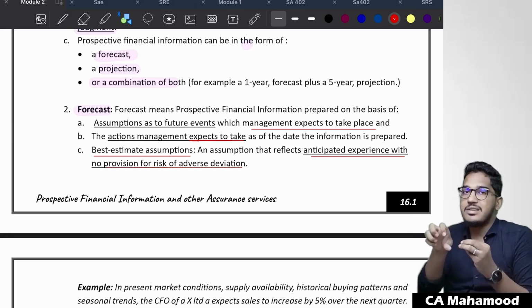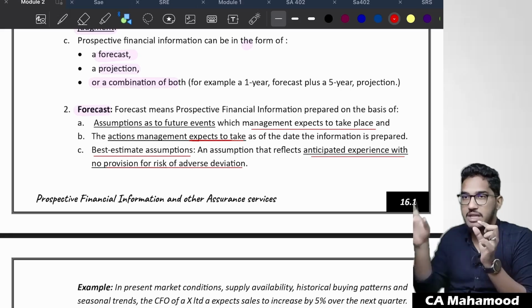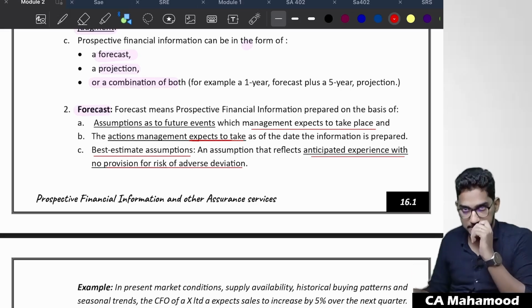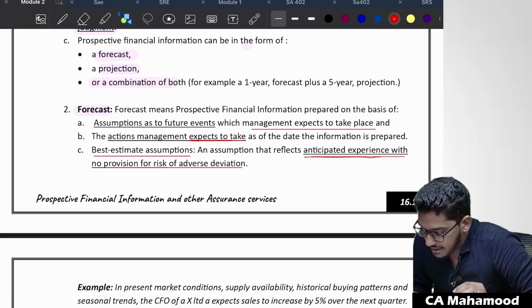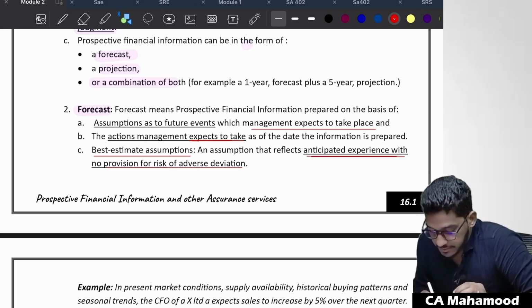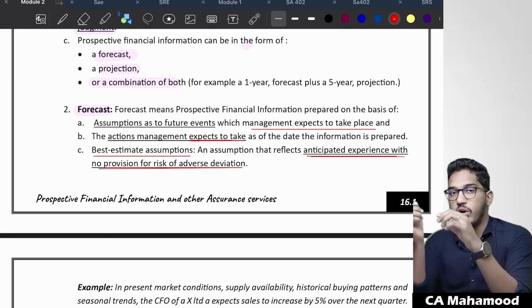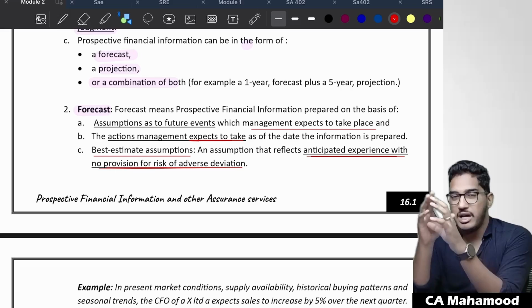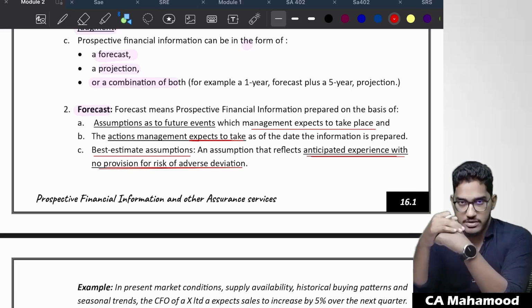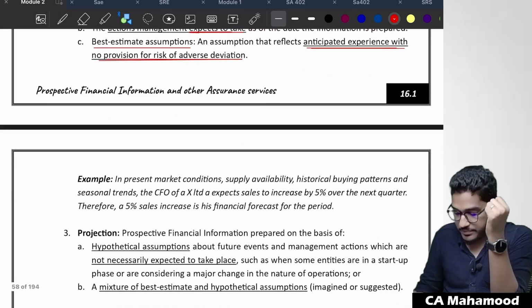There is very little risk that this thing is not going to happen. For deviation from this estimate, very little risk will be there. So an assumption that reflects anticipated, expected experience, with no provision for risk of adverse deviation. That means there will not be any major risk that this will not happen. It might not happen, but only for that little risk. There will not be a very big risk of adverse deviation. So that is the meaning of best estimate assumption.